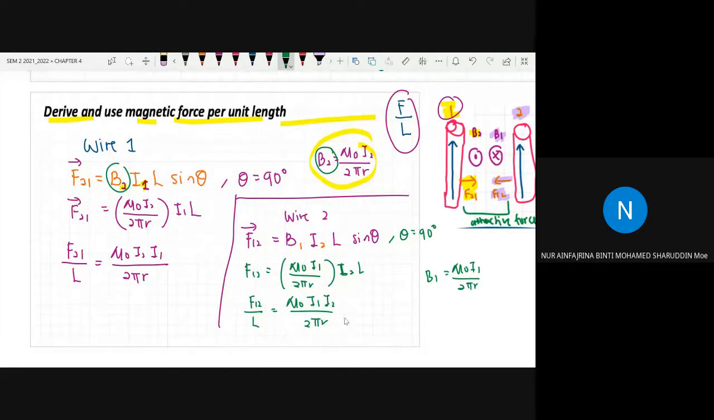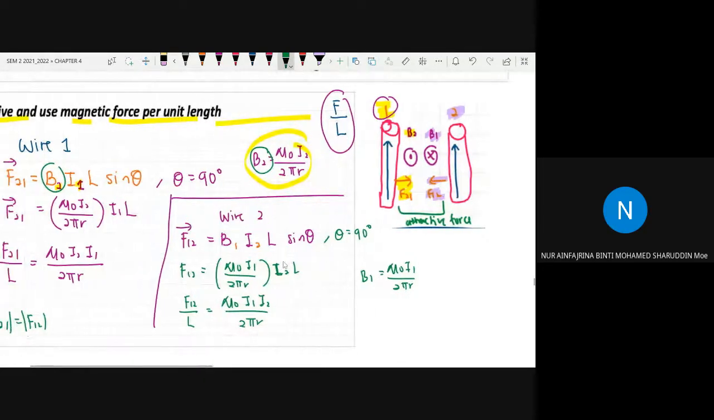Kedudukan dia sahaja berbeza. That's why Miss cakap dia obey Newton's third law. Dia akan ada equal magnitude. So this is the formula.